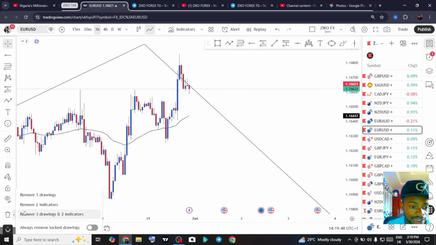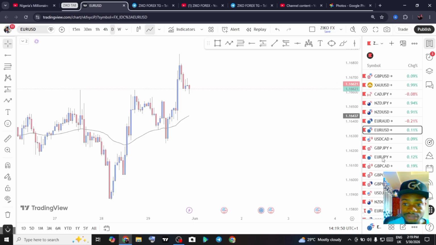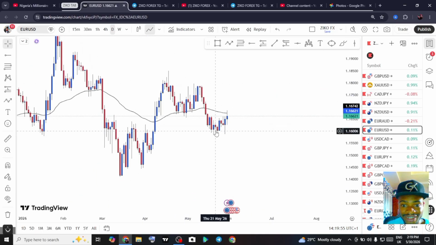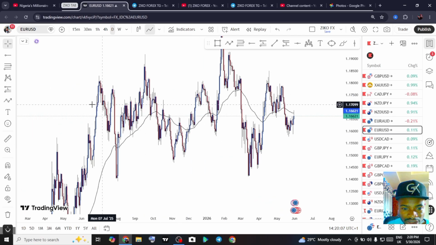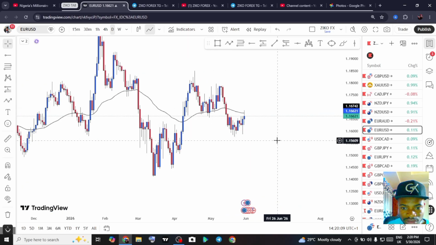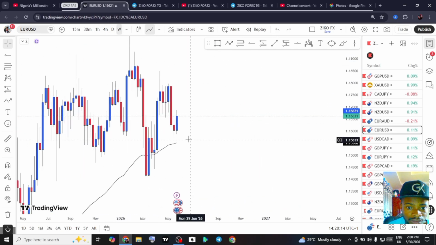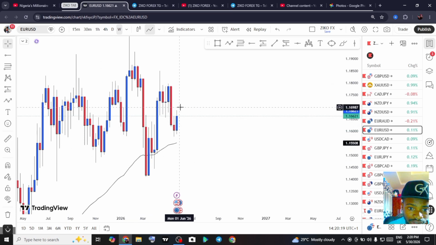Euro USD. Let's see. Daily time frame. I don't know. Internal structure looks bullish, but I don't like this market. I don't know. I don't like it. Let's see how the weekly looks. Last week was bullish. Market structure, overall structure is currently bearish.